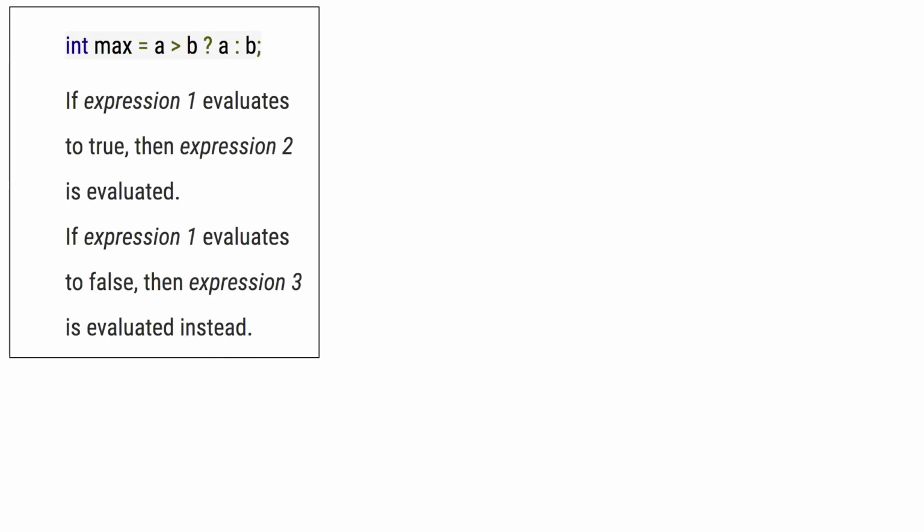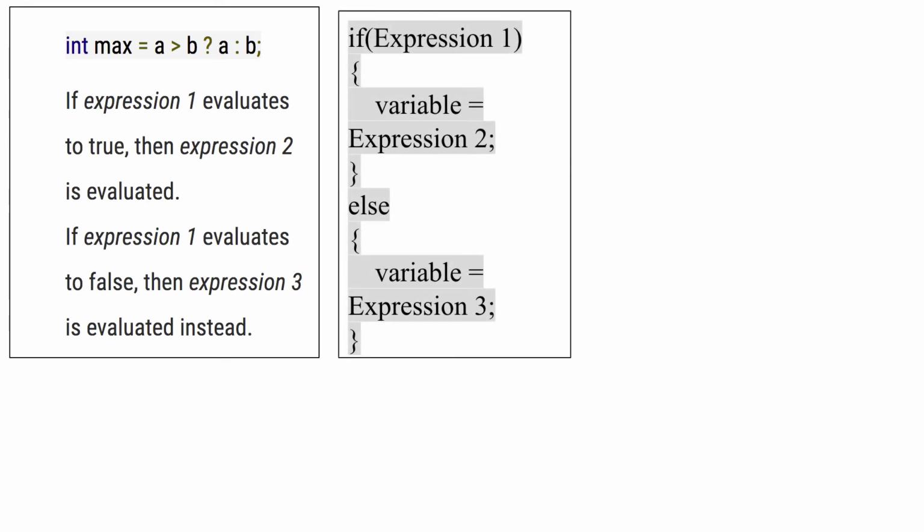Let's take an example. Here, expression 1, that is this, is the condition to be evaluated. If the condition is true, then expression 2 is executed and the result is returned to max. If this condition is false, then this is evaluated, which is B, and the result is returned to max.